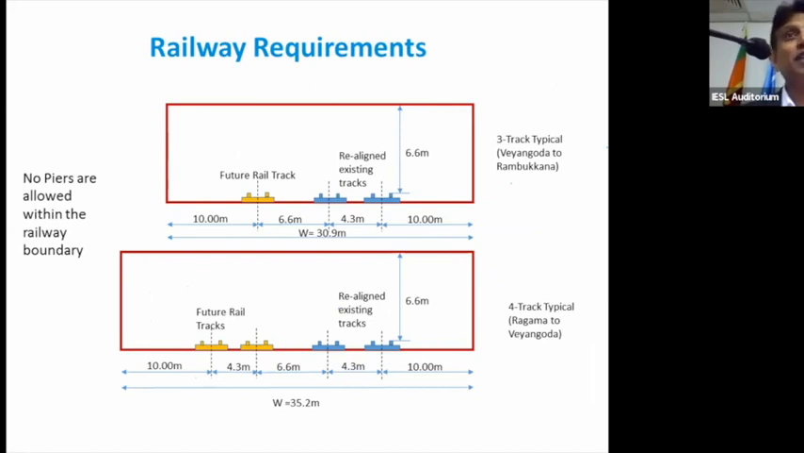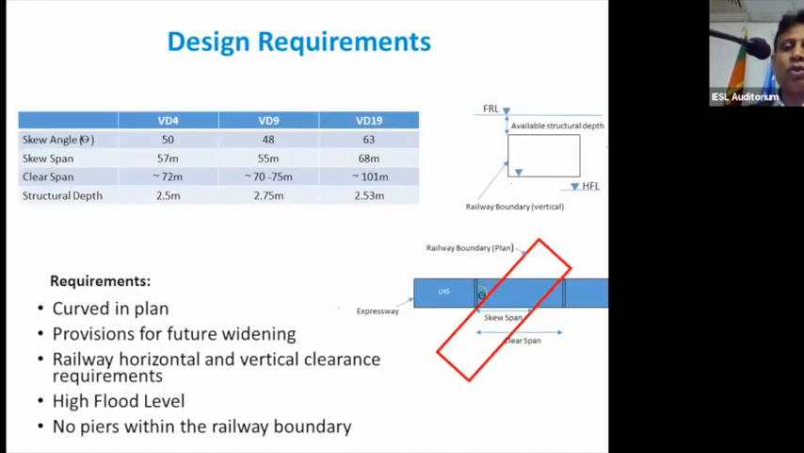What is important is, they have vehemently denied having any piers within the railway boundary. So no piers. You cannot have a single pier within that. It's ruled out, right? So these are the design requirements we ended up with. The requirement, as I told you, is at 4 locations, VD4, VD9, VD19. But I'm going to talk about VD4, VD19. As you see, I just want to highlight one point. The clear span is about 70 meters, right? Just think about that.